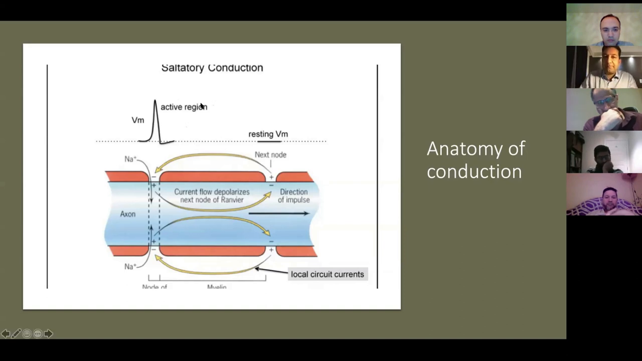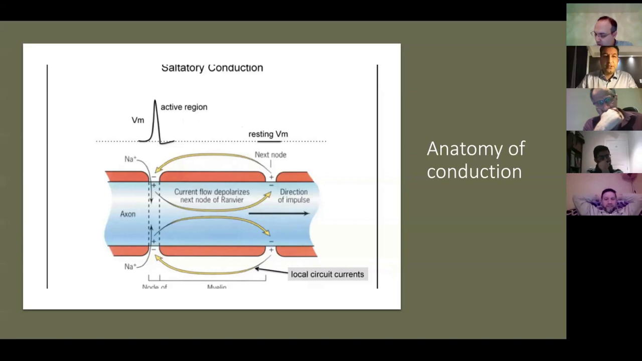So that's the real reason of what happens in saltatory conduction. It's not that the impulses jump, it's that you get passive decay of the impulse. So it essentially acts as a capacitor. An impulse is a circuit being sent between the different nodes of Ranvier. So that's just a very quick aside. I wanted to mention that because that's a question I have seen asked in the exam and it's not answered very well.